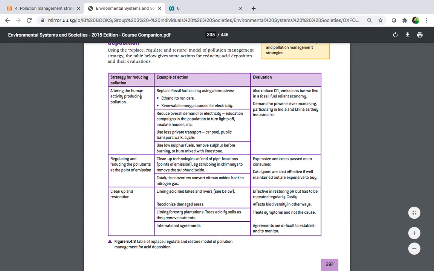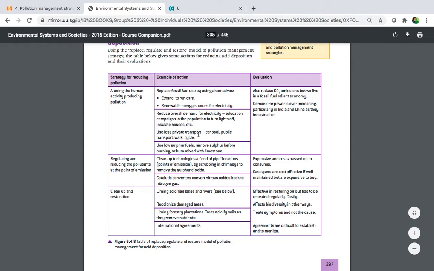The first one is altering the human activity producing pollution. So replace, that is the main idea, right? Replace fossil fuels using other alternatives: ethanol, biofuels to run cars, renewable energy sources for electricity. Reduce overall demand for electricity. In education, promoting education campaigns in the population to turn lights off, insulate houses, etc.